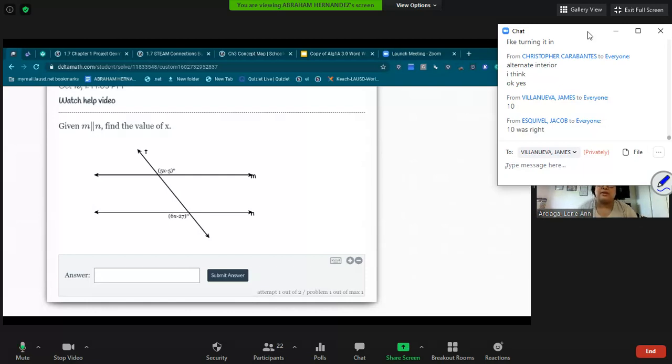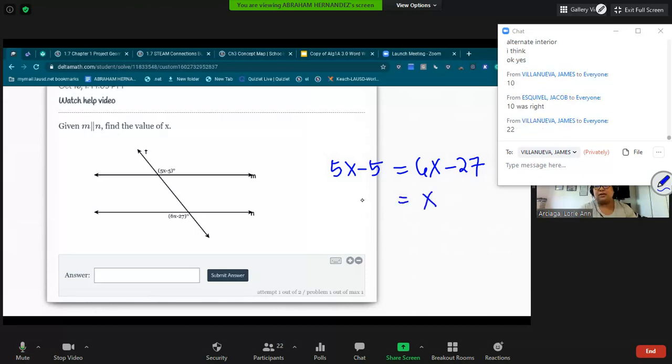These ones will be alternate because one is on the right and the other is on the left. So alternate exterior angles, right? That means we are going to make them equal to each other and get the x by itself, because alternate exterior angles are congruent. So you get 6 minus 5 is 1x, and this will become 22, right?